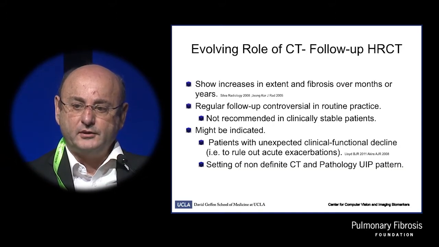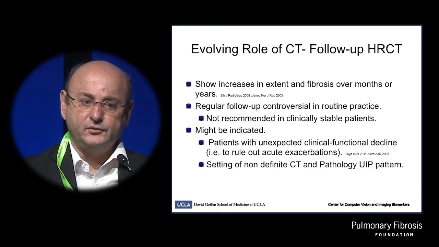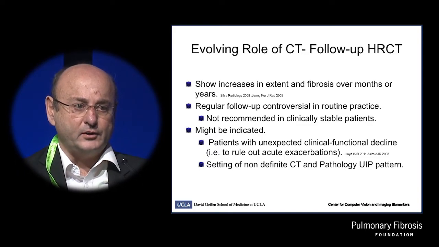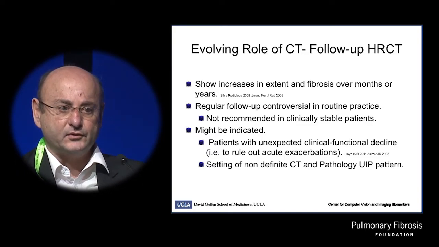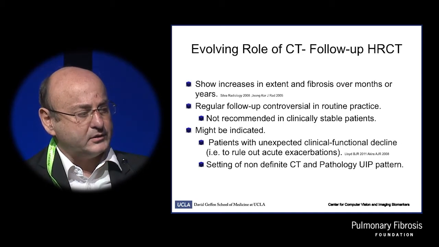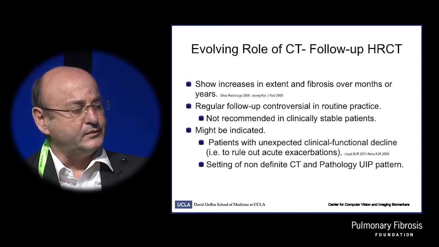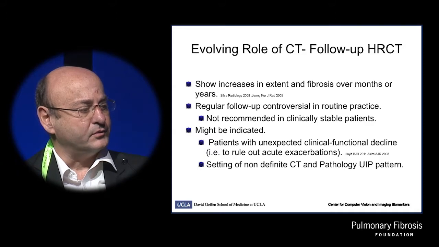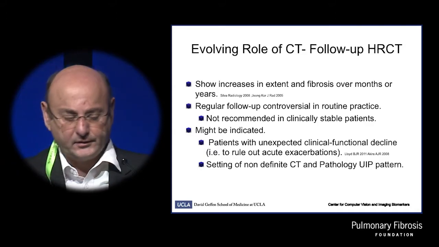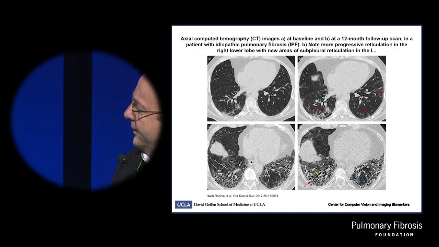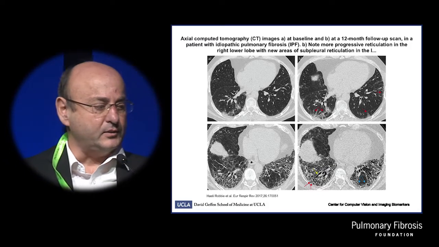A lot of patients who don't have a definite CT may have true IPF, and the only way you know is by serial CTs over the course of time. So that's currently where we've seen some evolution, but I think we'll see further evolution of the role of CT. And here you just see an example of a case where you can see the very obvious progression between the 2 time points at 12 months.